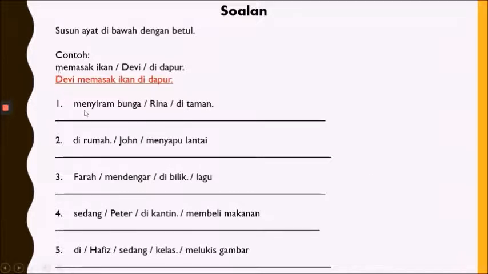So the questions that have been given to you, the sentences are in the wrong order. They are not arranged correctly. So what we have to do is to susun ayat di bawah dengan betul, which means that we have to arrange the sentences, arrange the questions below in the correct order. Okay, so I've given you a first example.